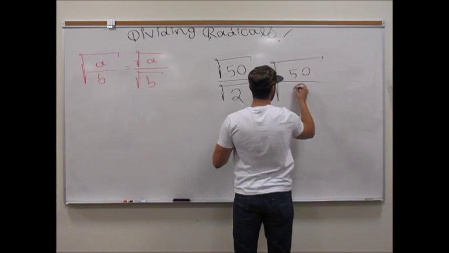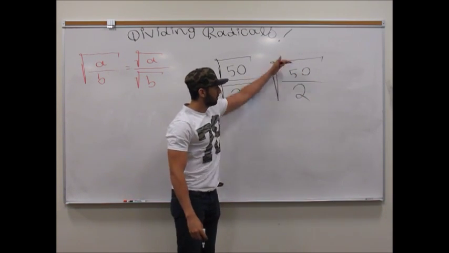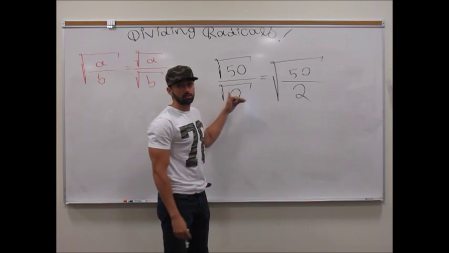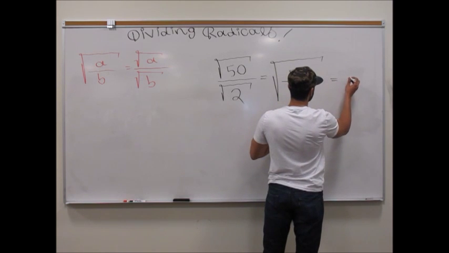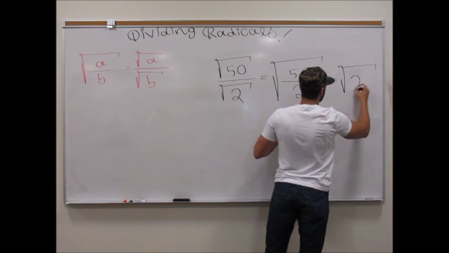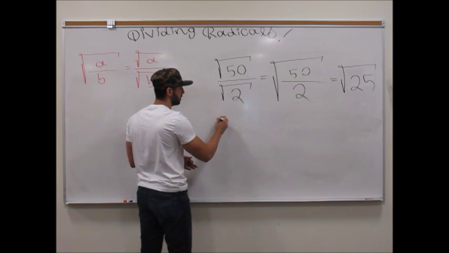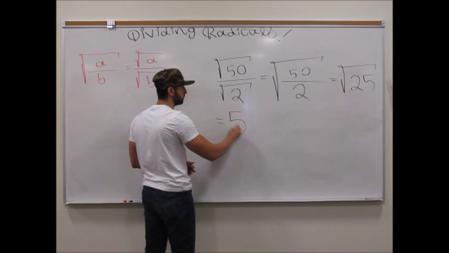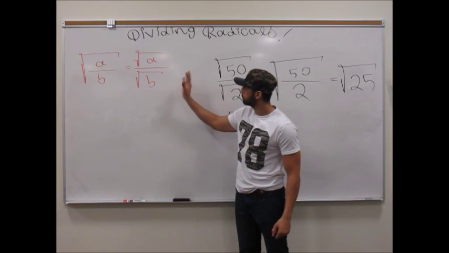So you get 50 over 2, like so. And now we could divide these, because in this case you couldn't divide them, right? So now 50 over 2 is 25. So you get the square root of 25. And this is just a chain of equal signs. So then the square root of 25 is 5. So this little property helped us.